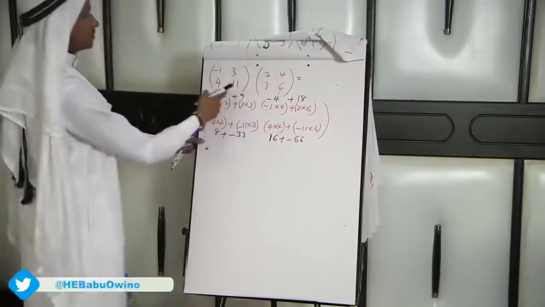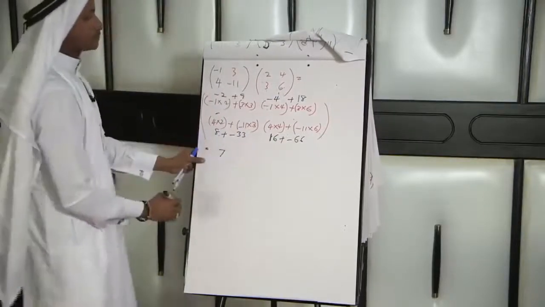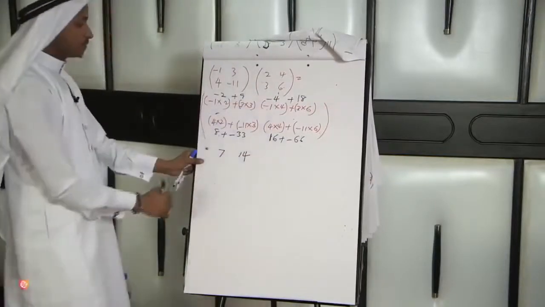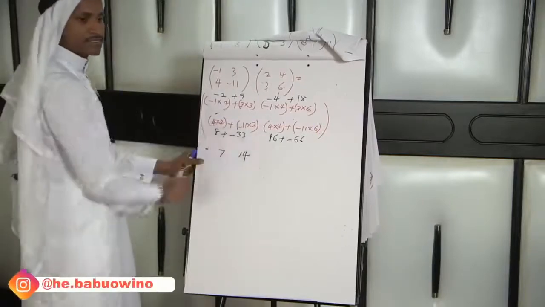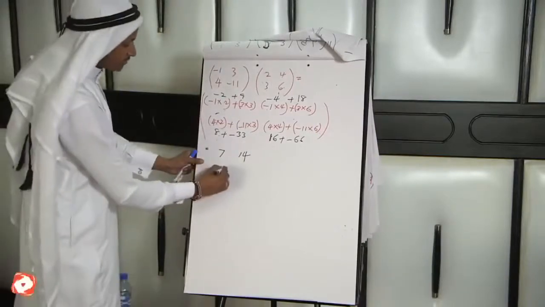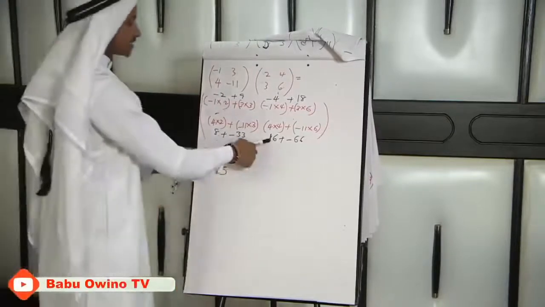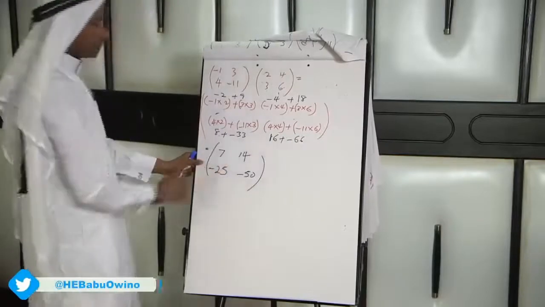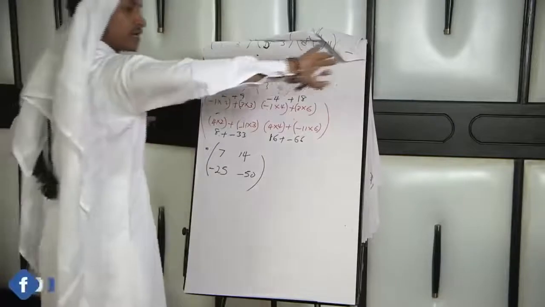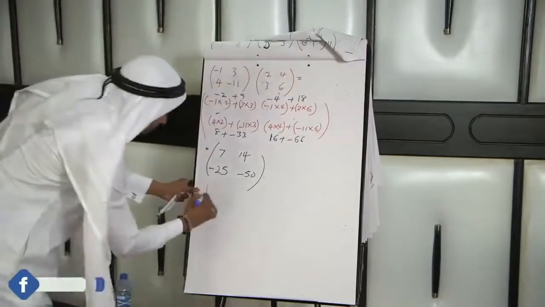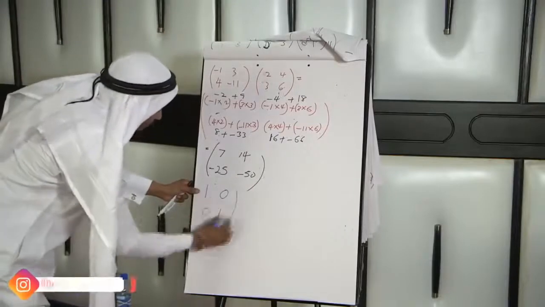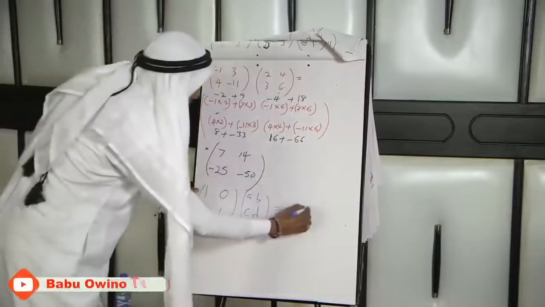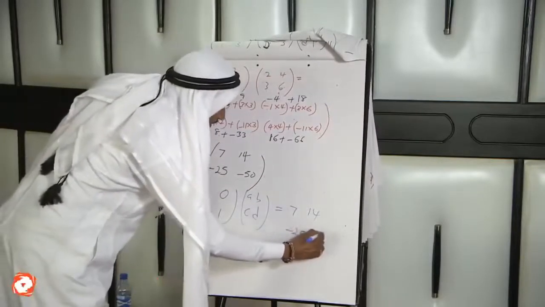So what do we get? Minus 2 plus 9 is 7. Minus 4 plus 18 is the same as 18 minus 4, which is 14. Then 8 plus minus 33 is minus 25. Then 16 plus minus 66 is minus 50. So this is what we've gotten on the right hand side. The left hand side, remember, we had 1, 0, 0, 1, then A, B, C, D, and then you equate it to 7, 14, minus 25, minus 50.